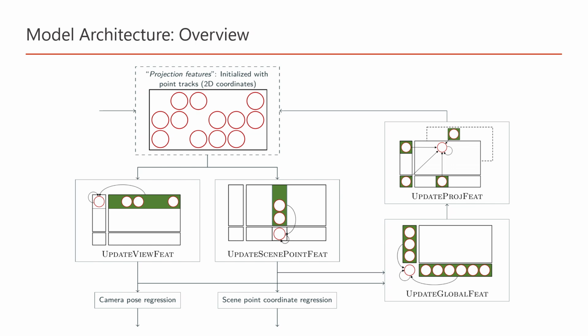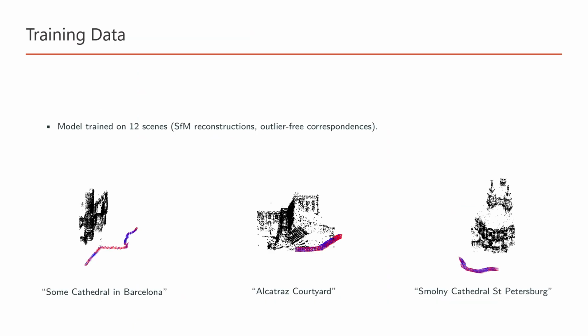This is actually the entire architecture. I don't think I can go into detail to explain this, but what goes into the model is the projection features. That is the matched image coordinates, 2D points. And what we get out in the end is the predicted camera positions and orientations and the 3D scene point positions. This model is trained on 12 scenes with known 3D point clouds and camera positions.